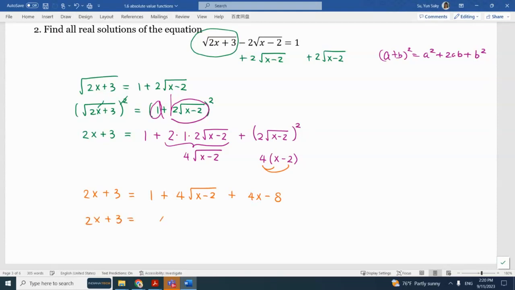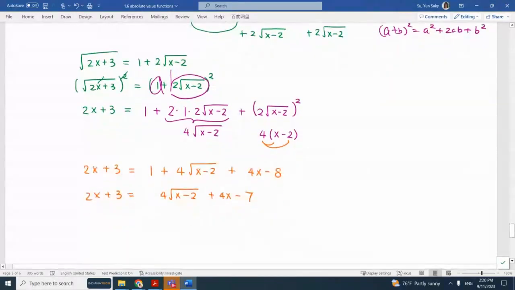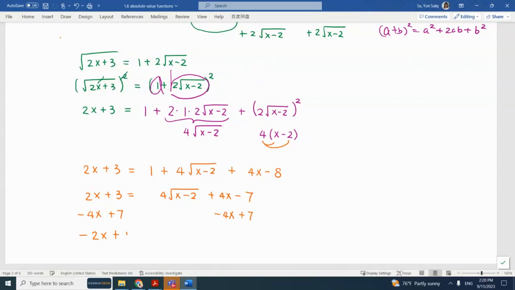So maybe let's combine the like terms first. So it's -7. Isolated term, which means I want to get rid of the 4x and the 7. What do you do to the 4x? Subtract 4x on both sides. What do you do with the 7? Add 7 on both sides. What's your left hand side? -2x plus 9. Yes. And equals 4 square root of x minus 2.